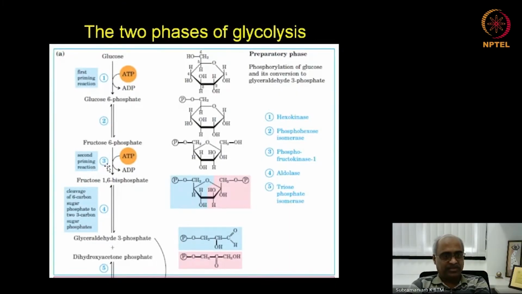Third one, it's an irreversible reaction. So this catabolic reaction, therefore, is favorable only in the degradative direction. And the anabolic pathway will have to have an alternative way of converting fructose 1,6-bisphosphate to fructose 6-phosphate, as well as glucose 6-phosphate to glucose. It is not going to be the same enzyme.